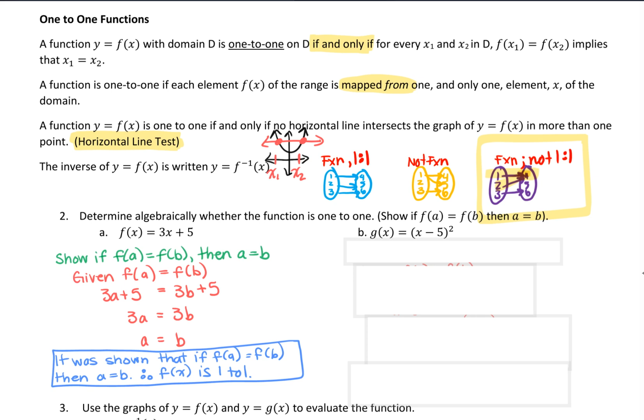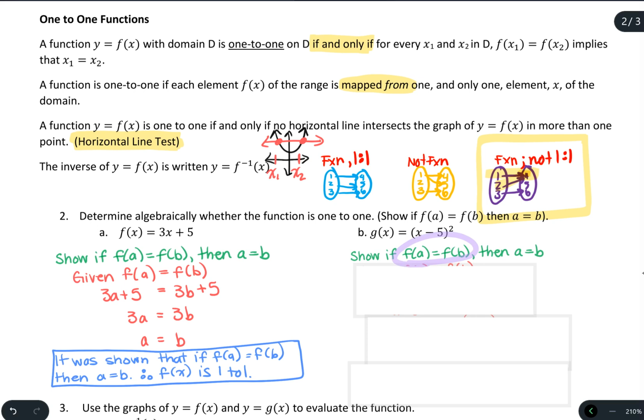All right, letter B. Now we're given the function g of x. g of x is equal to (x minus 5) quantity squared. So looking at g of x, again, the first thing I'm going to do is tell the reader what I'm going to do. What I'm going to do is show if f of a equals f of b, then a equals b. So then the given is going to be f of a equals f of b.